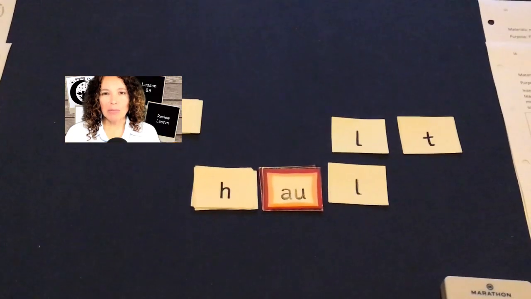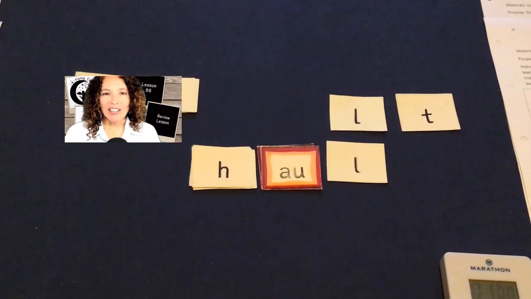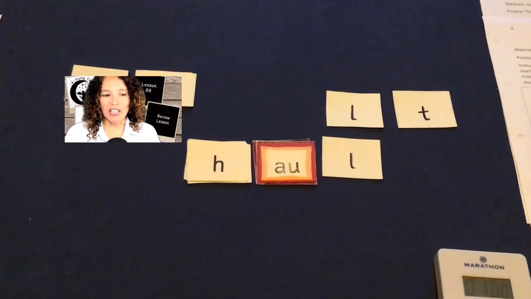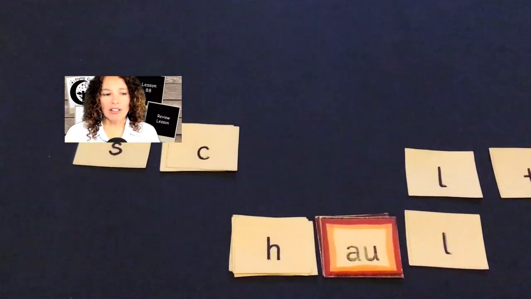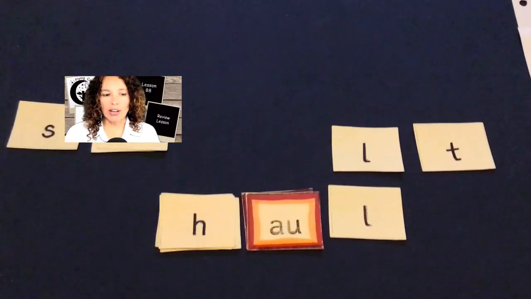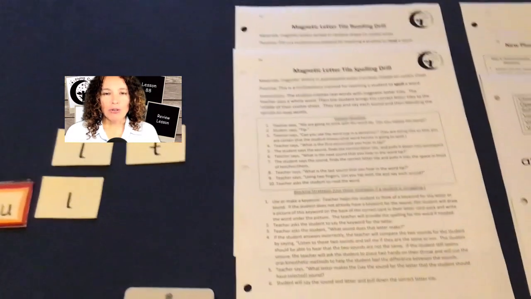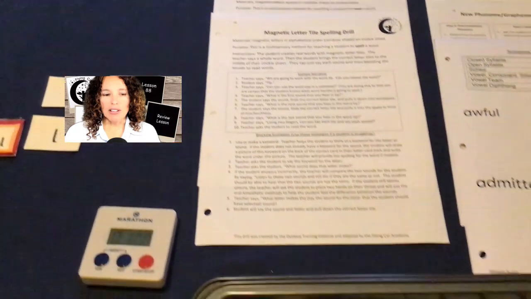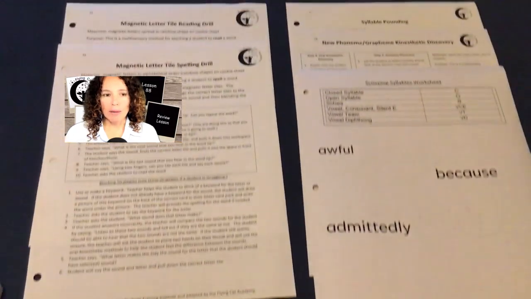Today we'll be doing a blending drill, and you'll have to have this one set up on the table. I like to have the main word that the student is working on, H-A-U-L, that's the first word, and then I have the ones kind of in the wings ready to go that I can pull down really quickly for the coming words. For the magnetic letter tile drill for reading and spelling, you'll need the teacher instruction sheets and the cookie sheet with the letters spread in a rainbow shape.